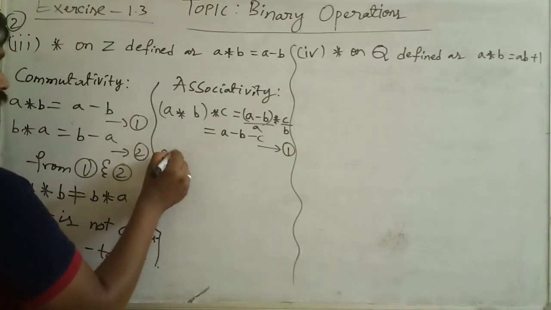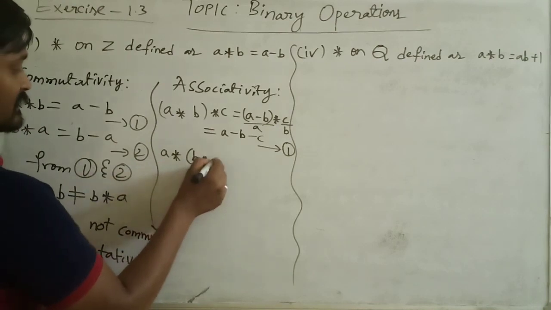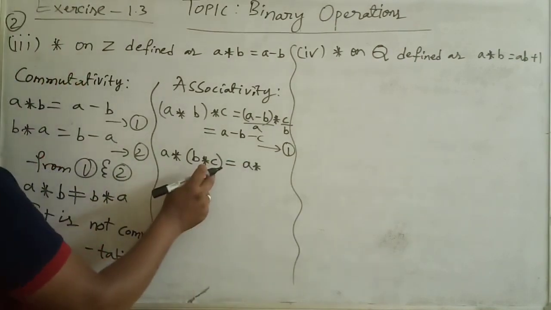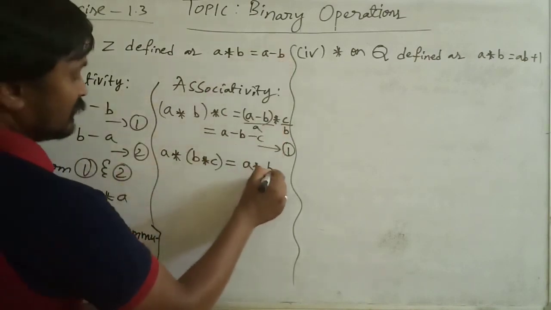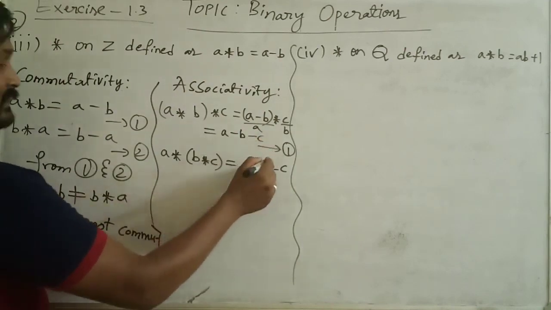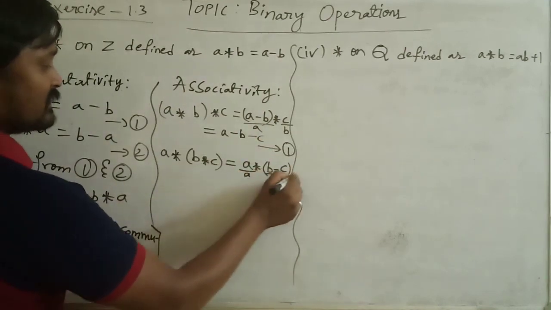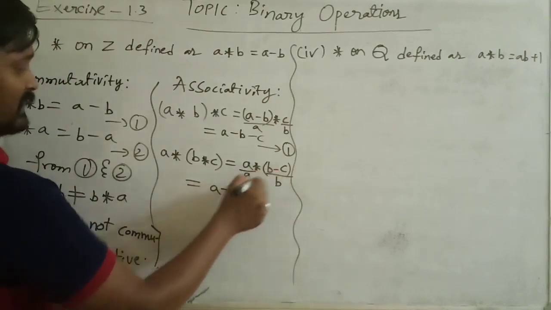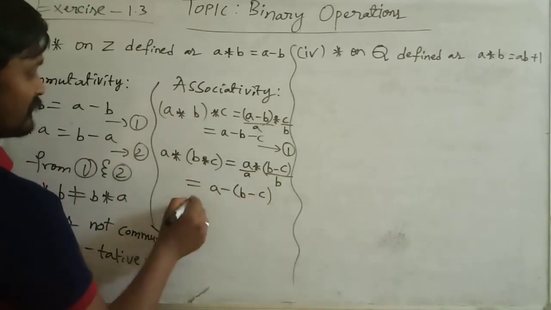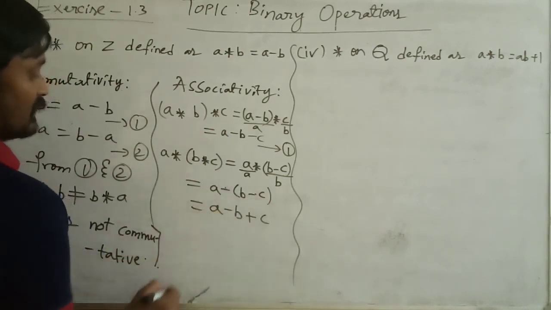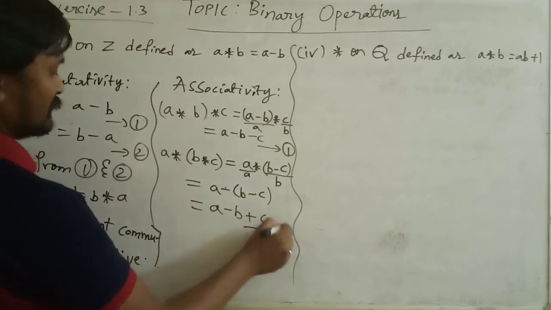Then next, A star B star C. So A star as it is, B star C we can write as B minus C, because A star B is nothing but A minus B, and B star C is nothing but B minus C. This becomes A and this becomes B. Now again A star B, so A minus B is nothing but B minus C. When you write it, A minus B, minus into minus plus C. This gives equation number 2.